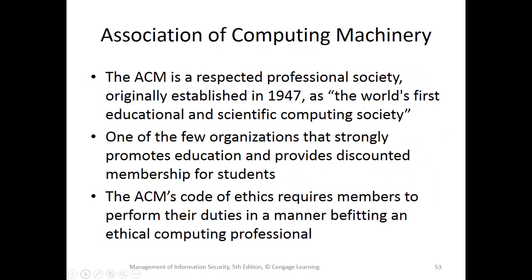The Association for Computing Machinery, the ACM, is a respected professional society originally established in 1947 as the world's first educational and scientific computing society. One of the few organizations that strongly promotes education and provides discounted memberships for students. And basically, the ACM Code of Ethics requires members to perform their duties in a manner befitting an ethical computing professional.